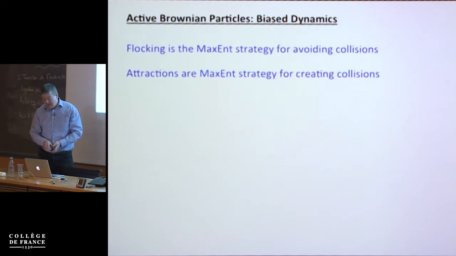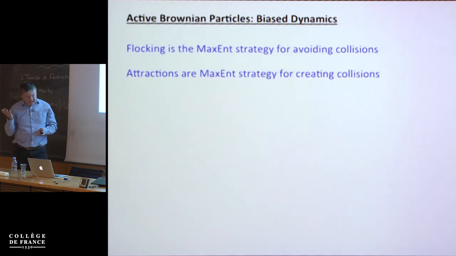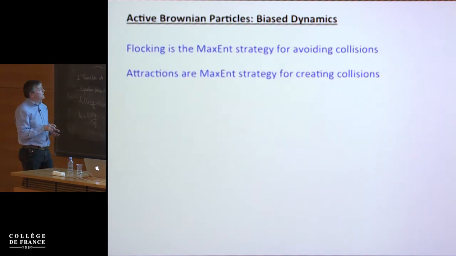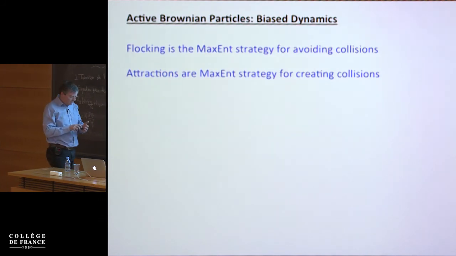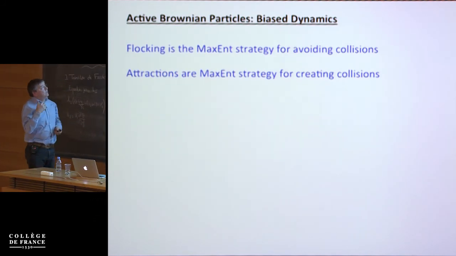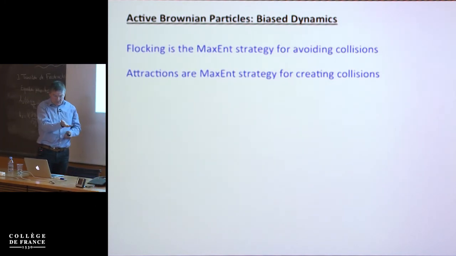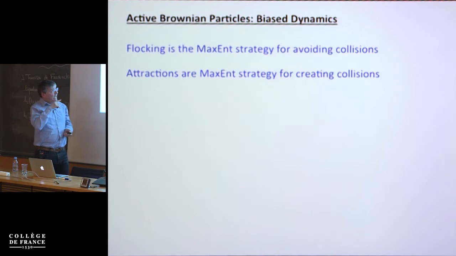So, I'm approaching the end of my story. If I consider the active Brownian particle system, which has no alignment interactions, and I consider the bias dynamics with the collision avoidance or enhancement as my bias, effectively this active work quantity, then what have I seen in those simulations there? What has that shown us? It's shown us that flocking is the max-ent strategy for avoiding collisions. Attractions are the max-ent strategy for creating collisions. And the max-ent words there have a precise technical meaning.